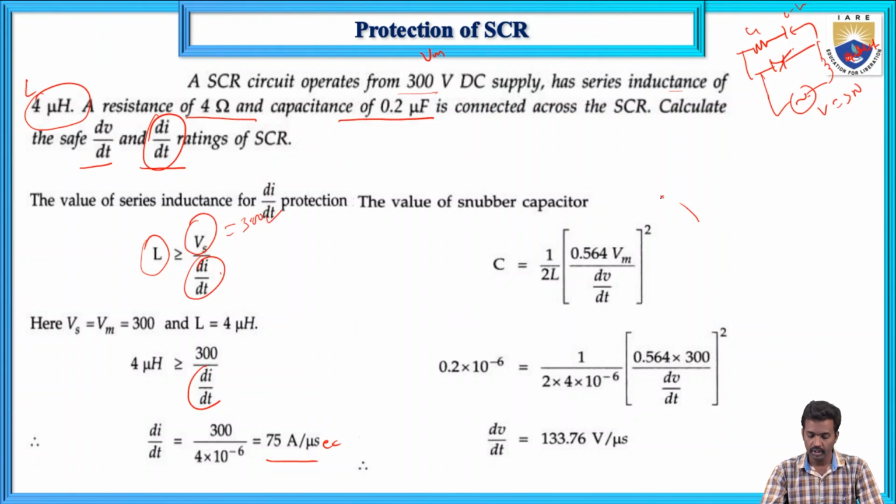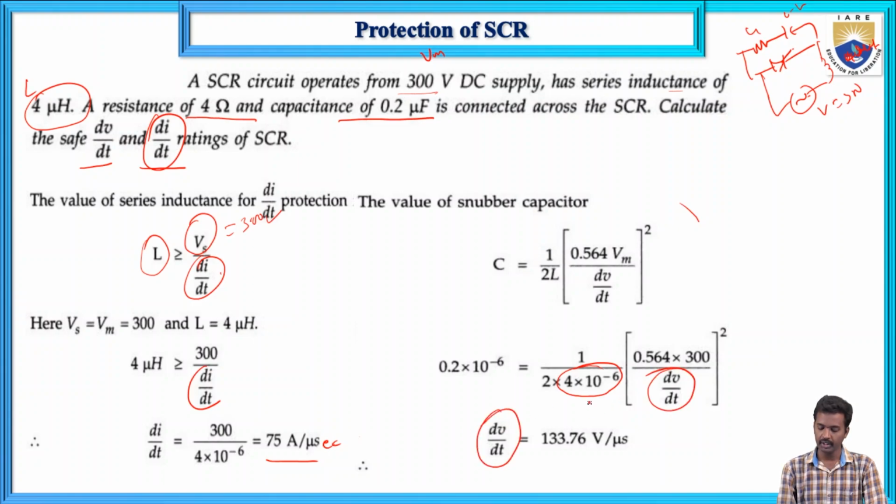And next, the value of the snubber circuit capacitor. We know this formula very well. C equals 0.2 into 10 power minus 6, that equals 1 by 2 times the L value, that is 0.564 into 300 by dV by dt. From this we calculate dV by dt, and that value equals 133.76 volts per microsecond.